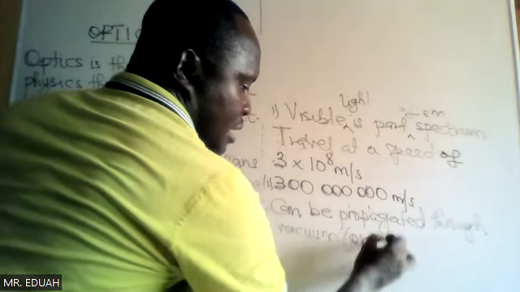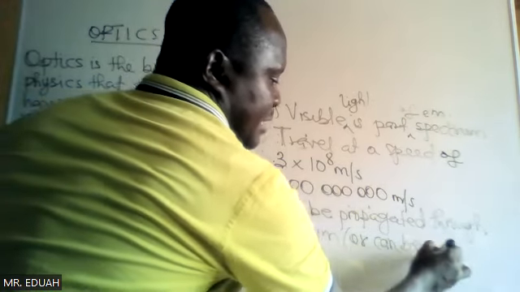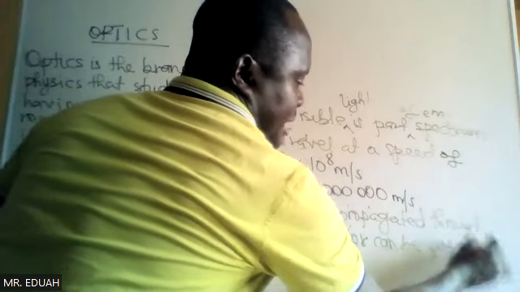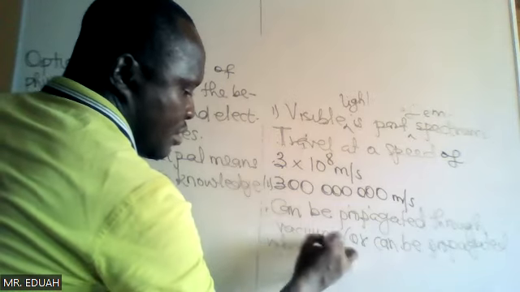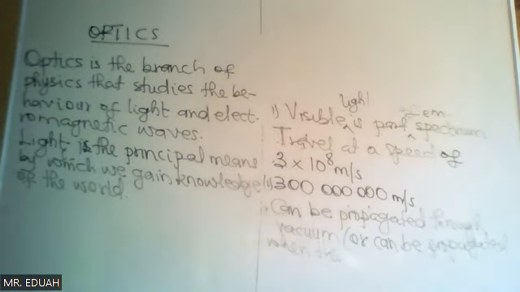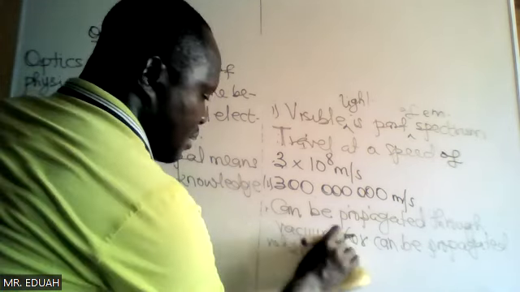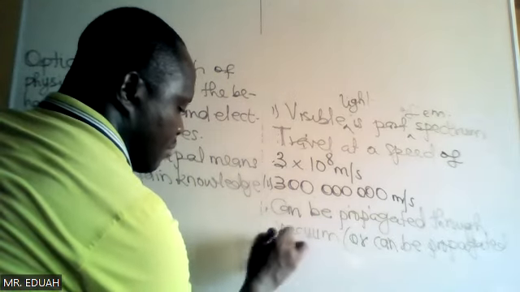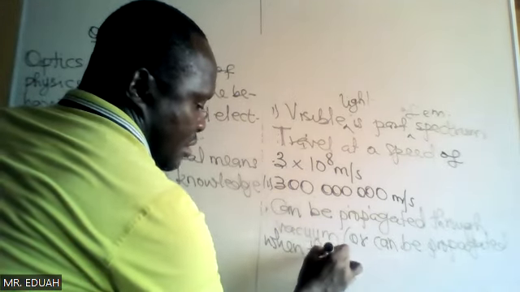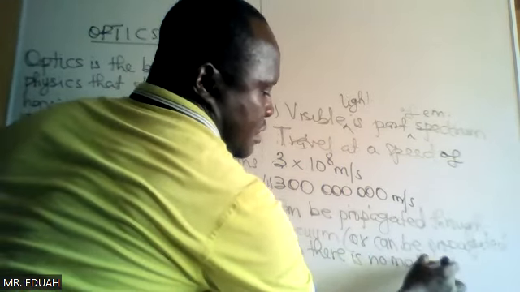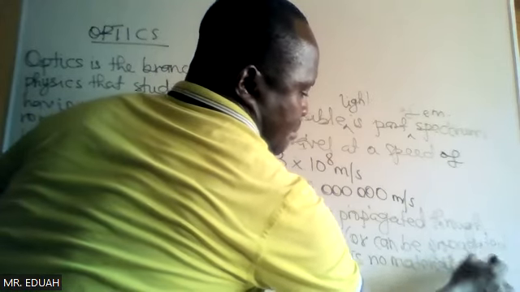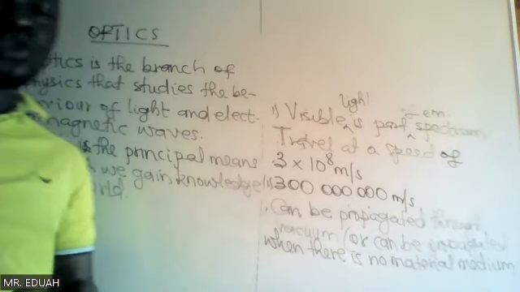Or can be propagated when there is no, let me change the marker. When there is no material medium. And in fact, that gives it the name electromagnetic wave.